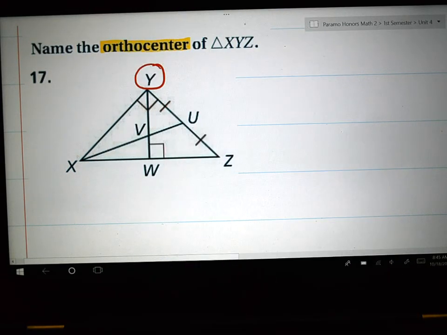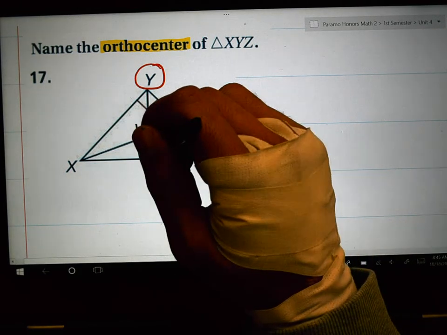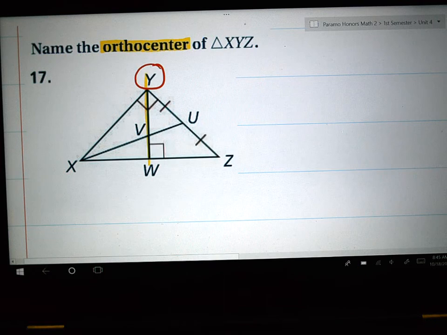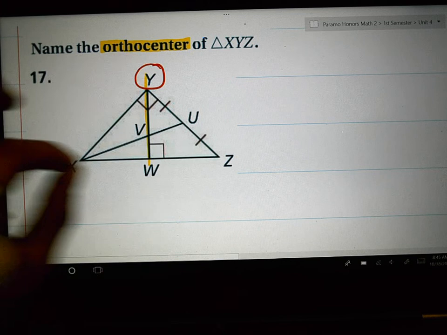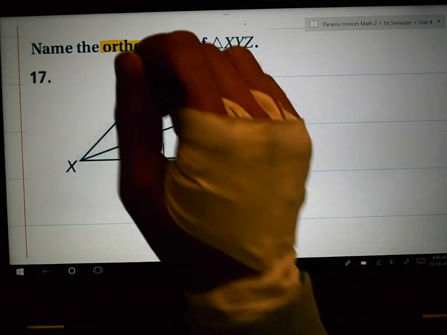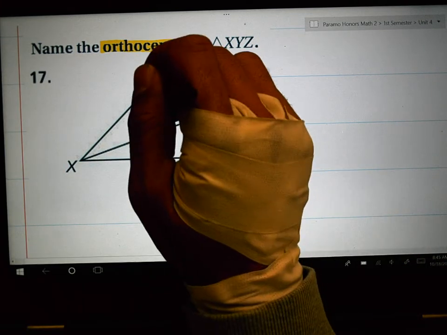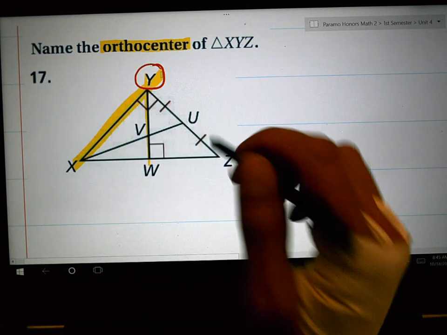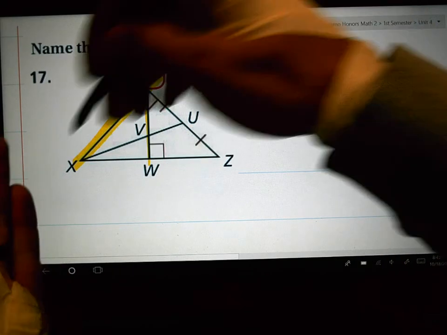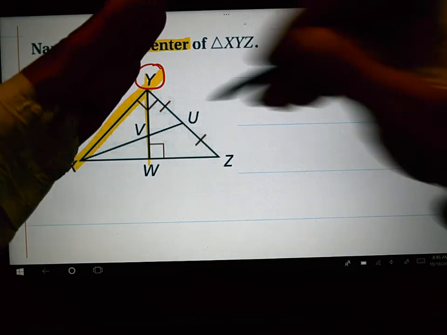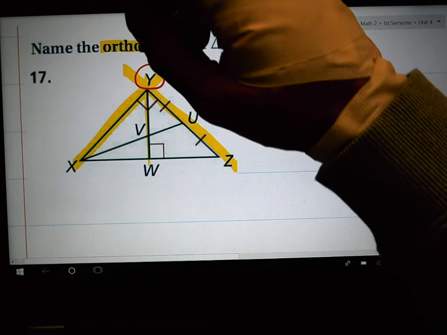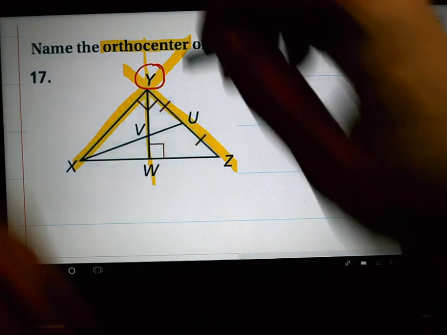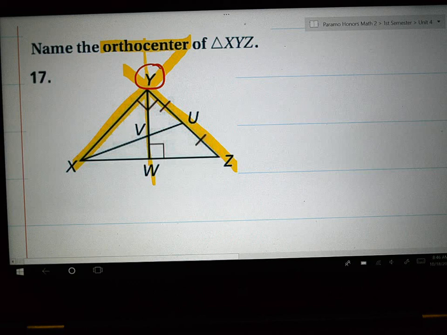Orthocenter is the intersection of the altitudes. So let's find the altitudes here. This is perpendicular to that side, and that's of this side. If I say this is perpendicular to side XY, what is perpendicular to side YZ? Where's the altitude of that? It's this line right here that is perpendicular to YZ. And now let me go to this side as my bottom, and the highest point perpendicular is this one. So if I think about these lines intersecting, all three altitudes intersect at the point Y.